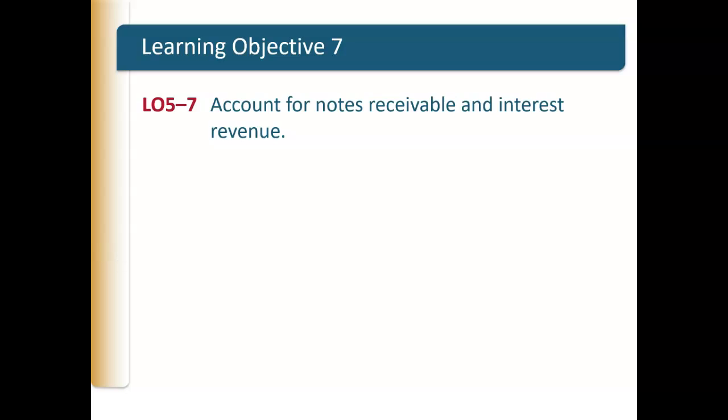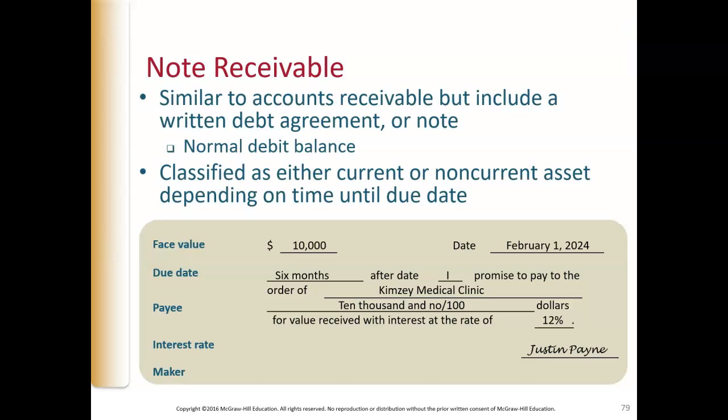Now, notes receivable have a written agreement. You will always have a signed written agreement when you have a note receivable. It will show the date the event occurred, the amount, the due date, the interest, the maker, and the payee. Okay?